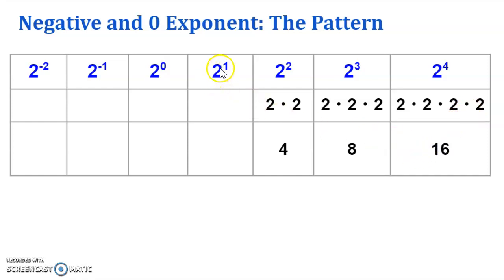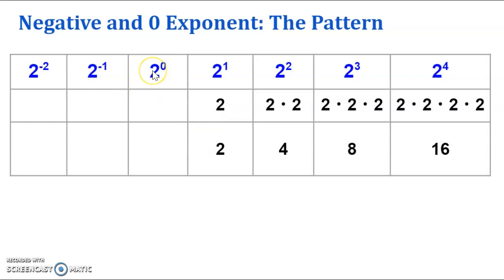What does 2 to the power of 1 mean? Just the way 2 to the power of 2 meant 2 is being multiplied to itself 2 times, this just means 2 is being multiplied to itself 1 time. So that just means 2. So this is just going to be 2.